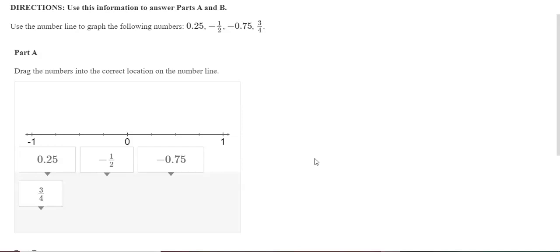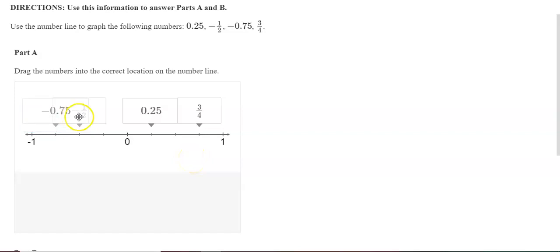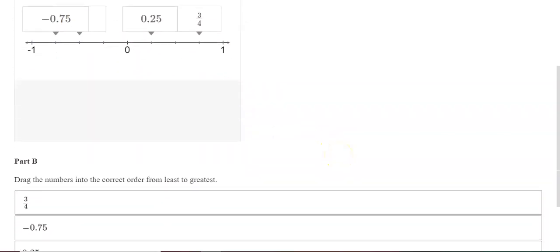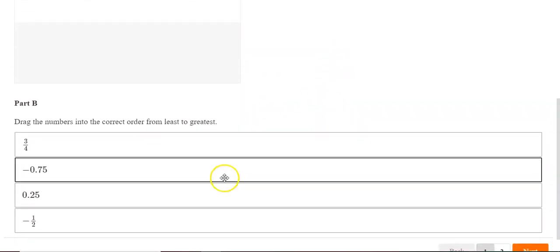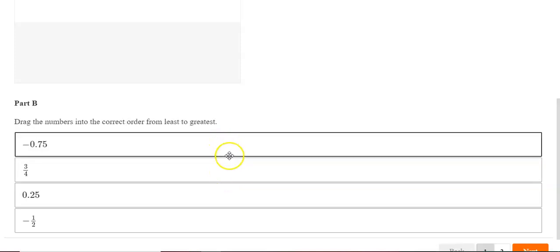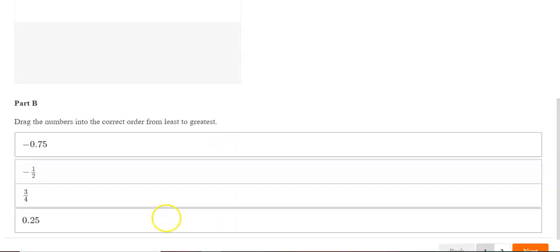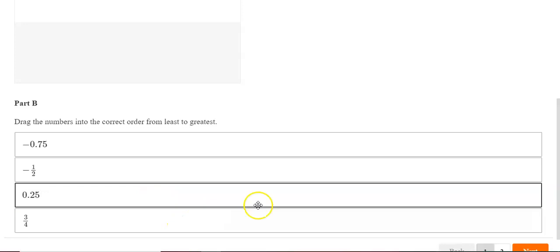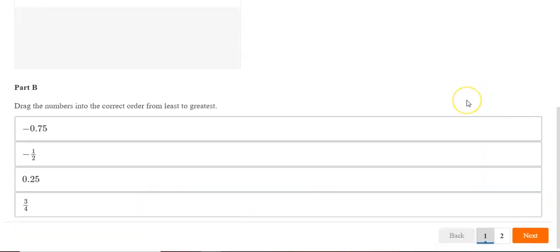I know that I'm going to count. You can either decide if you're going to count by fourths or 0.25. So 0.25 is here. Negative a half is here. 3/4 is right here. And negative 0.75 is right there. Now we're going to put them in order from least to greatest. So I have negative 0.75. I have negative 1/2. And I'm going to switch to 3/4 on the bottom. And yours might be in a different order than mine, so be careful when you're dragging them.